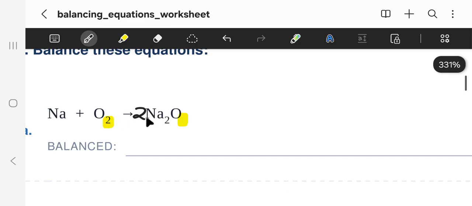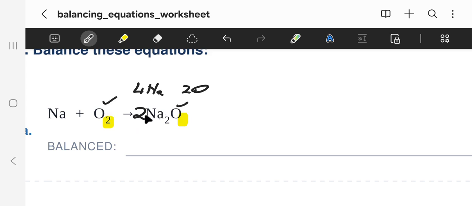So I'm gonna take this 2 and put it up here, and when I do that you will see that now I have 2 oxygens, but this 2 now changes the number of sodiums on my right hand side, because I'm gonna say 2 multiplied by 2, and this is going to give me 4 sodiums. On the right I have 2 oxygens, so the oxygens are balanced.